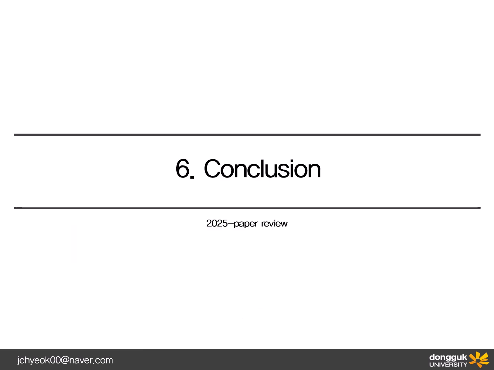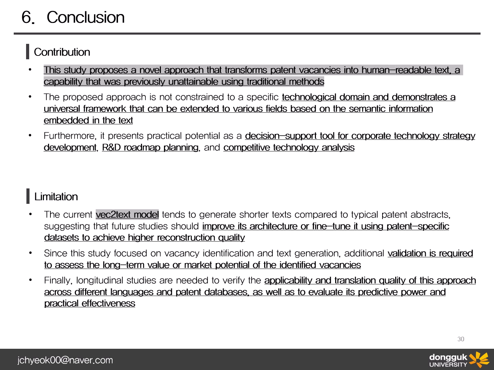The conclusion stage. This study proposed a novel approach that transformed patent vacancies into human-readable text, a capability previously unattainable with traditional methods. The proposed framework is not restricted to a specific technological domain and demonstrates universal applicability across various fields by leveraging the semantic information embedded in text.